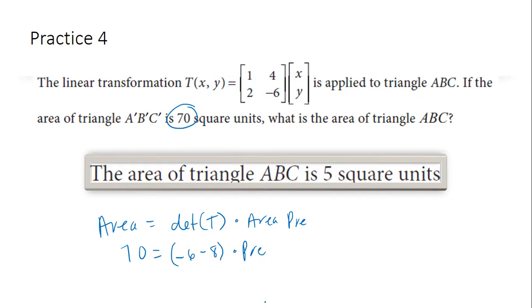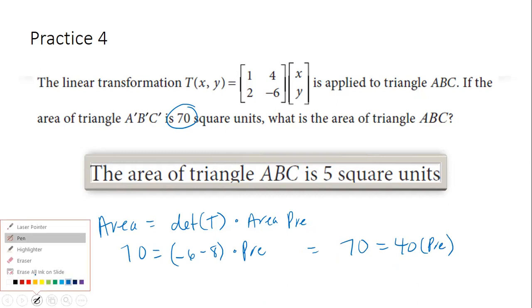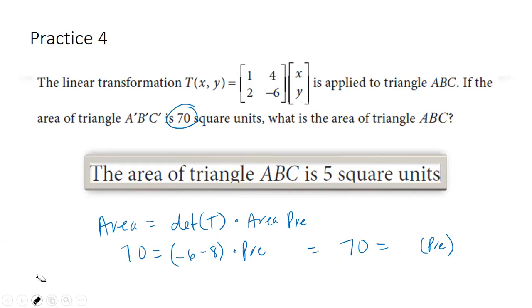Does that make sense? So we have 70 equals 40 times our pre-image. And we divide. How do we get 70? Well, 70 divided by 14 is 5. That's how it ended up being 5. Does that make sense? If I know the pre-image area or the image area, I can find one or the other.